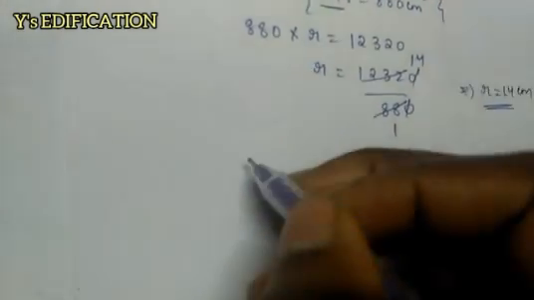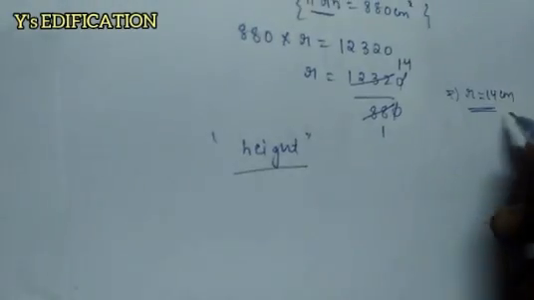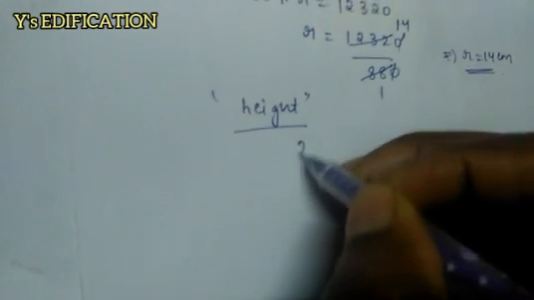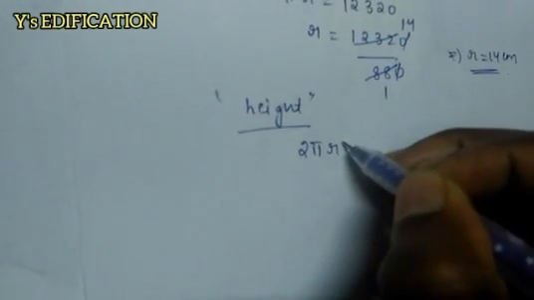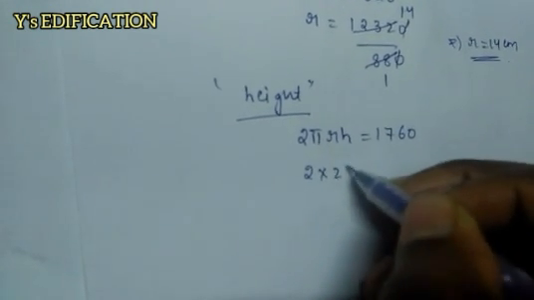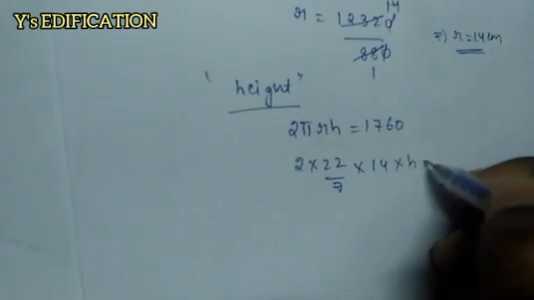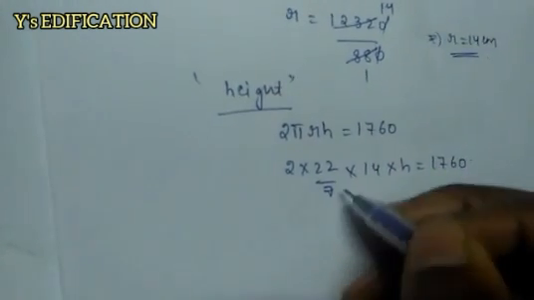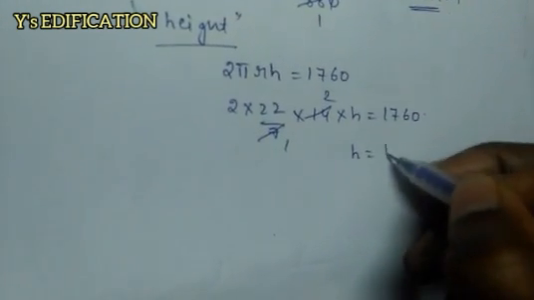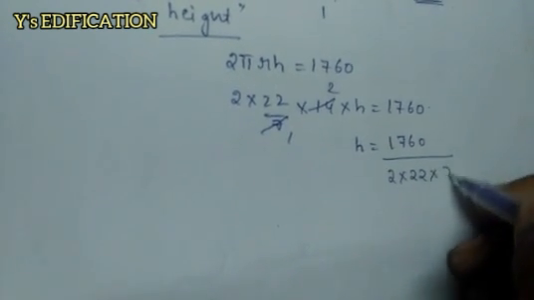What we have to find? We have to find the height. Substitute this r either in the volume equation or the CSA equation. Let's substitute in the CSA equation. 2 pi r h is equal to 1760. So 2 into 22 by 7 into, what is the radius here? 14 into h is equal to 1760. Now cancel this, 7 into 1, 7 into 2. That means h is equal to 1760 by 2 into 22 into 2.